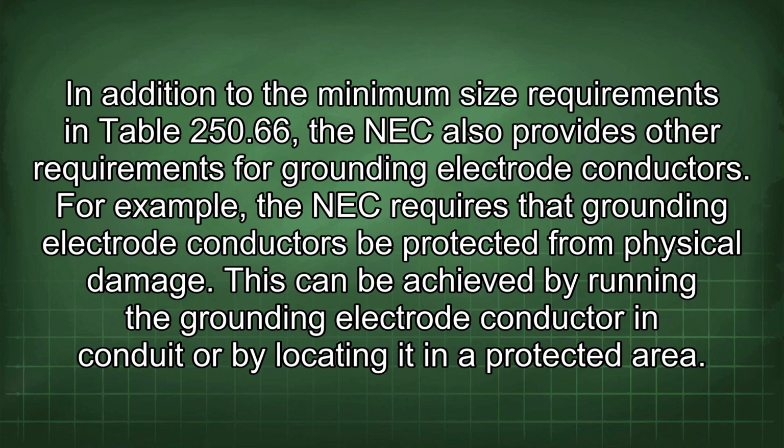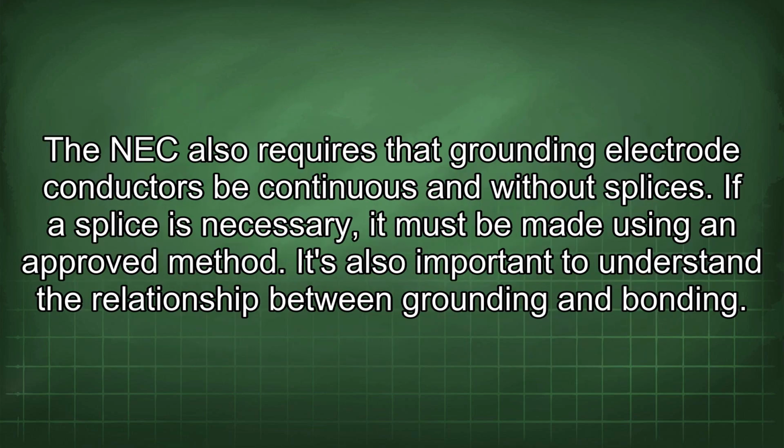In addition to the minimum size requirements in Table 250.66, the NEC also provides other requirements for grounding electrode conductors. For example, the NEC requires that grounding electrode conductors be protected from physical damage. This can be achieved by running the grounding electrode conductor in conduit or by locating it in a protected area. The NEC also requires that grounding electrode conductors be continuous and without splices. If a splice is necessary, it must be made using an approved method.